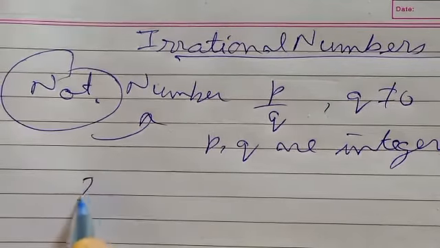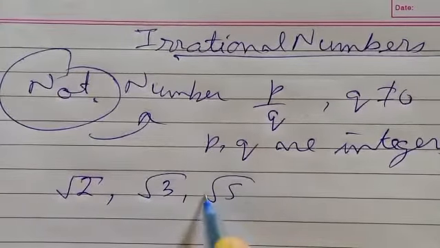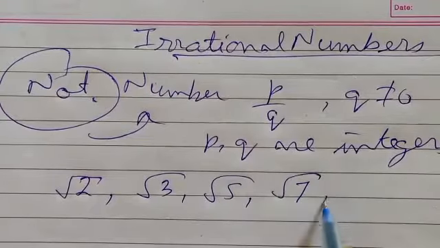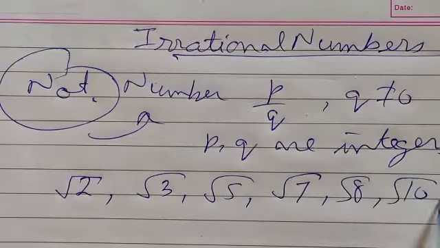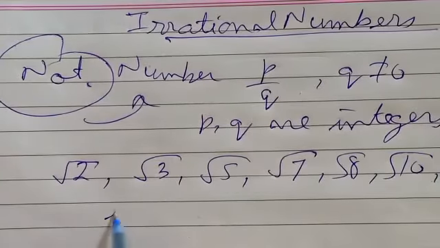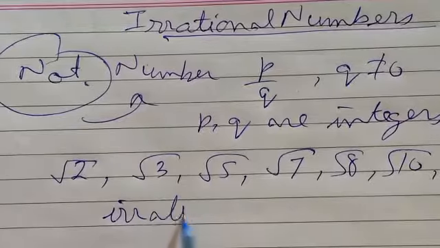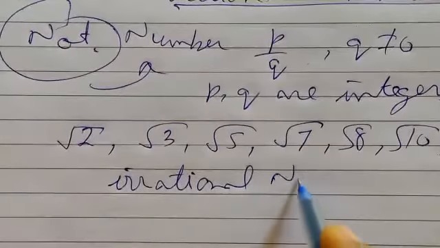For example, let us see square root of 2, square root of 3, square root of 5, square root of 7, square root of 8, square root of 10, and so on. They all are irrational numbers.